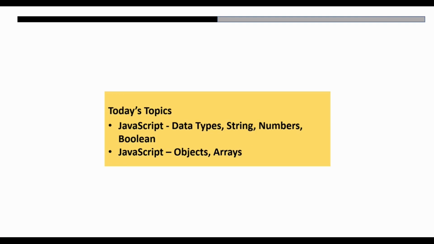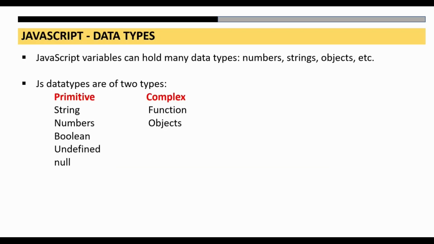Hello everyone. In today's video, we are going to see what data types are in JavaScript, that is string, number, boolean, arrays and objects. Firstly, the variables that we have declared till now in JavaScript hold some values. Now those values have some data types.